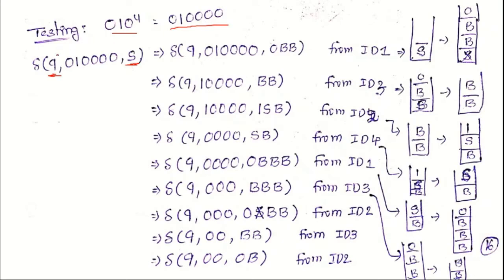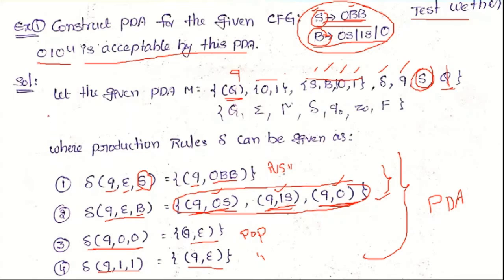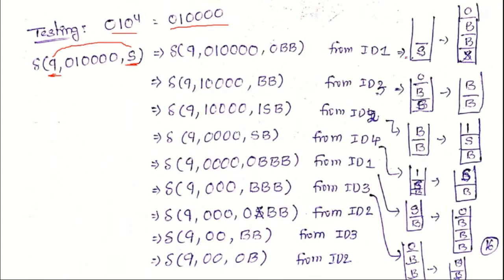So now we can replace the combination of Q comma S. That is ID1. So Q comma S, now in the stack we can perform the push operation. So that is 0, B, B. These three elements can be pushed into the stack. So here the stack can contain 0, B, B.